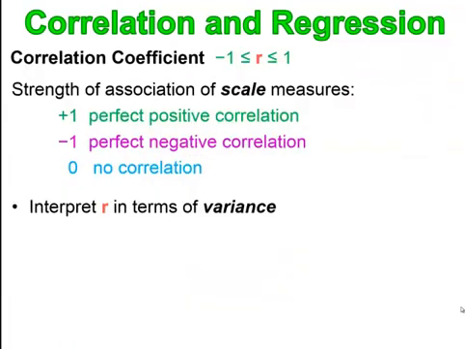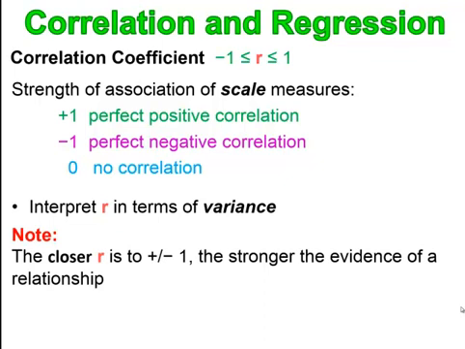So the correlation coefficient again is between -1 and 1, and the strength of the association scale measures: if you have a +1, it's considered a perfect positive correlation. If you have a -1, it's considered a perfect negative correlation. If you get a value of 0, then there's no correlation. So interpret the correlation coefficient r in terms of variance. A key note here is the closer our r value is to a positive or negative 1, the stronger the evidence of a relationship.